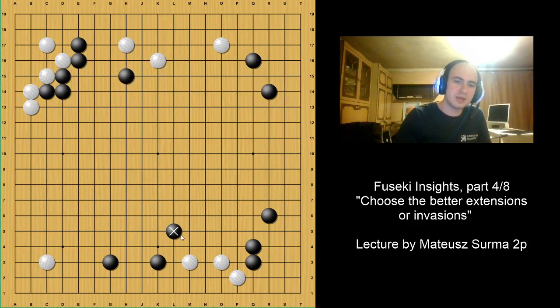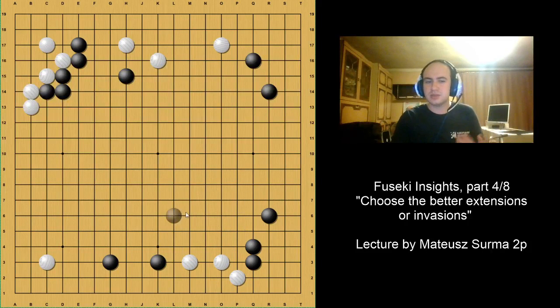So for black, it starts to be a little bit more difficult to find a nice continuation. For example, black would probably need to think more about playing somewhere like this in the center, but like this, white gets a way to escape here. So it's not that easy for black to continue. Not that easy for black to find that nice continuation.